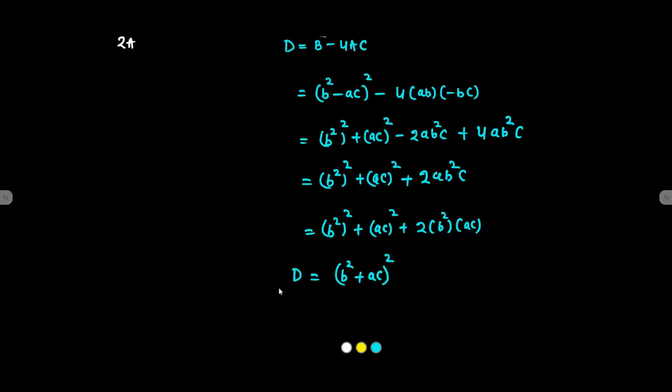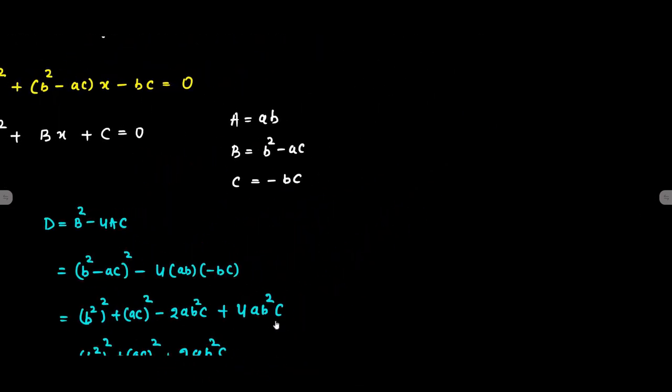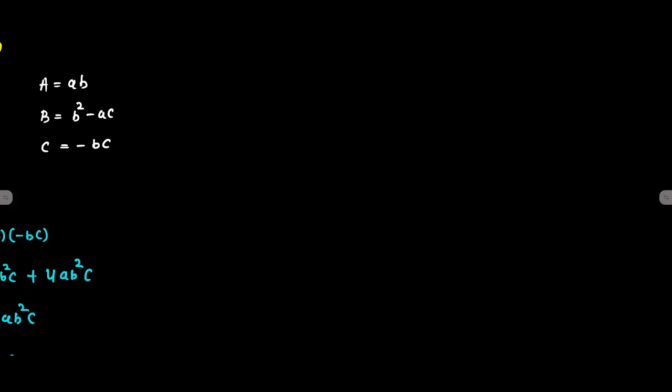This is the discriminant. B square plus ac whole square. Okay. Now, using the quadratic formula approach, so D is b square plus ac whole square. Okay, D is b square plus ac whole square. Now the roots of the quadratic equation, they are minus b plus minus root over of D, the discriminant.